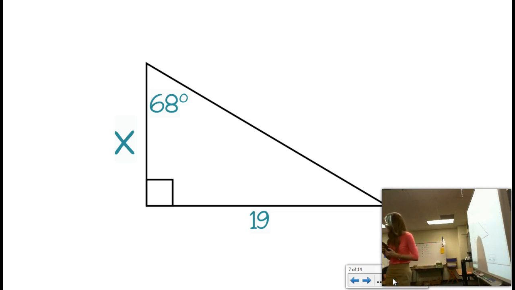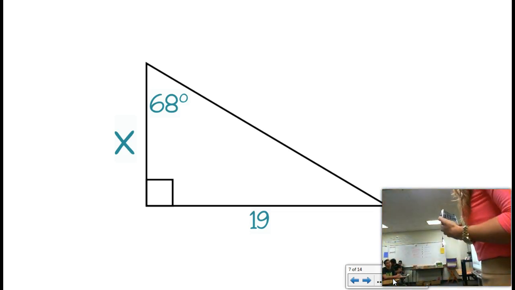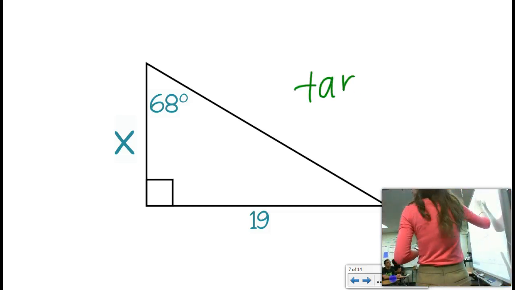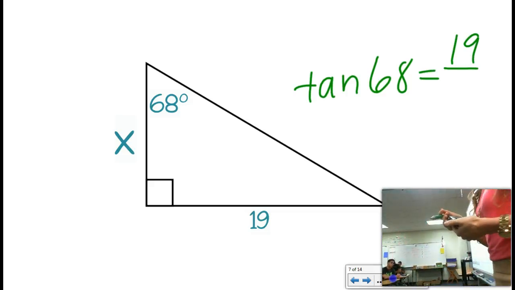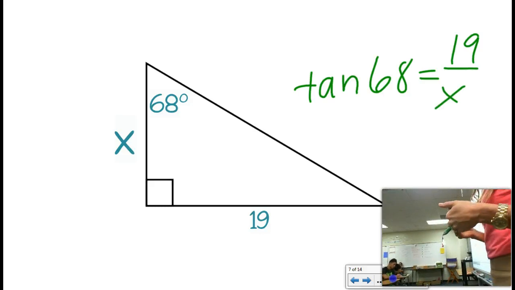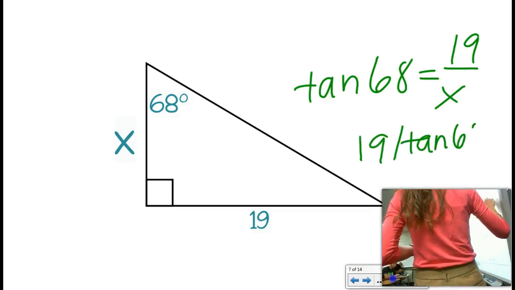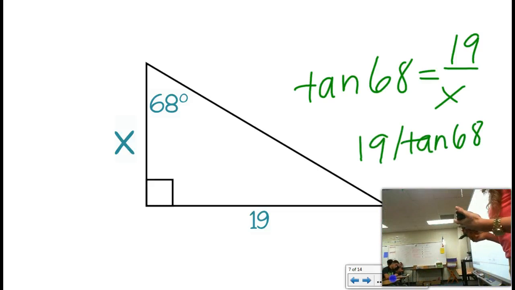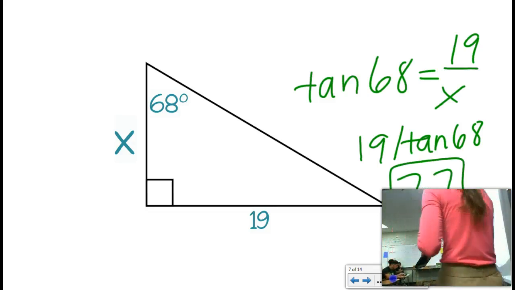Lucy, sine, cosine, or tan? Which one did you choose? Tan, very good. Tan 68 equals, be careful, opposite over adjacent. Jeanette, multiply or divide? I almost said add or subtract. Multiply or divide. Denominator, divide. Very good. 19 divided by tan 68. Ava, final answer? 7.7. Thank you, Kenneth. 7.7. Didn't know you changed your name.